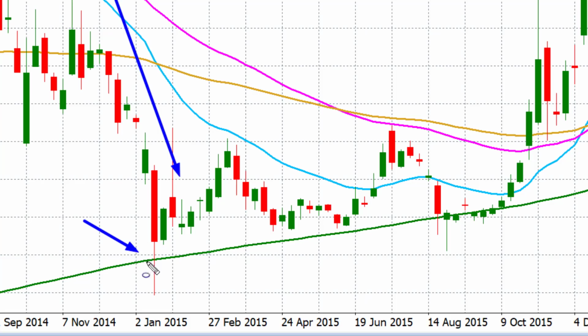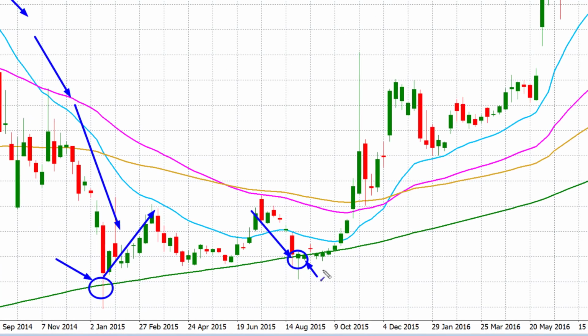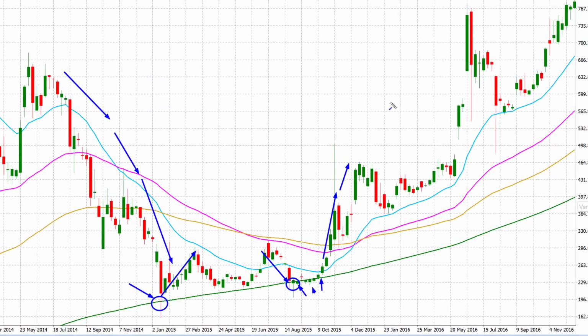Price came to the 200 weekly average, as shown to you by the green line, held this level, bounced off it, and then it came back again. It came back to test the 200 weekly average later in 2015. Again, notice it held this level and hugged it. You can see it hugged this level continuously until what happened? Until it started a bull market rally from there.